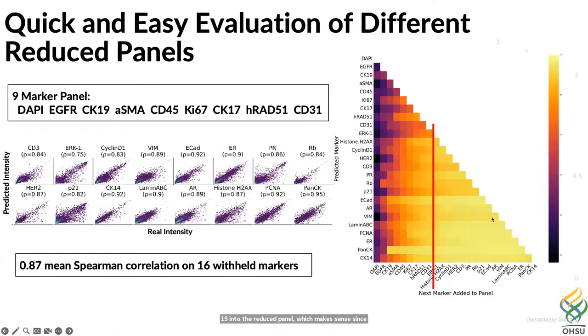So when we do this for every panel from 1 marker all the way up to n-1, then we get this nice little pyramid that with this red vertical line, we can slide left or right based off our own personal threshold as to how acceptable of an error we would like to tolerate in choosing our reduced panel. And we personally find that a 9-marker panel works well and results in a 0.87 mean Spearman correlation on the 16 withheld markers. And so this scatter plot is showing the real versus predicted mean intensity values for each marker, where each point on the scatter plot represents a cell here.